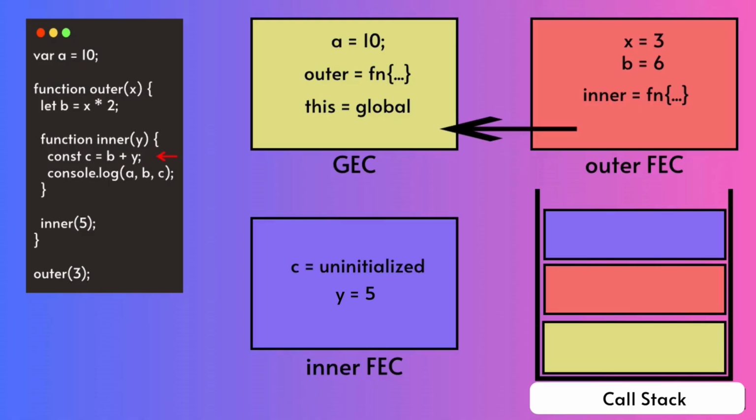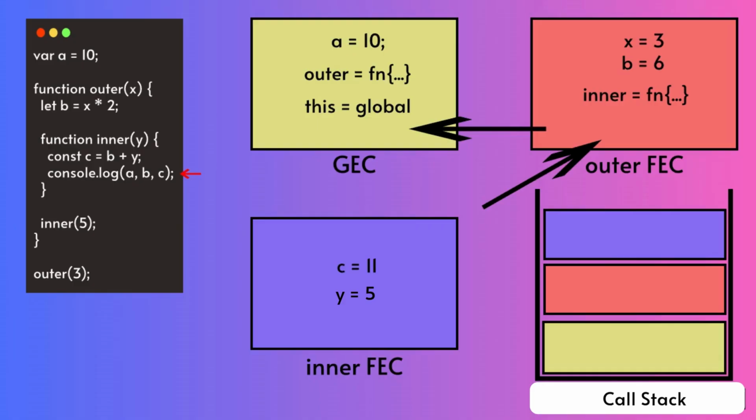How do you think JavaScript resolved the value of b? If you guessed scope chain, then you are absolutely correct. Inner will have a reference to the outer function execution context, and it will find the variable b there. So c becomes 11. Again, for the console statement, it needs a, so it will follow scope chain and get the value from global execution context.